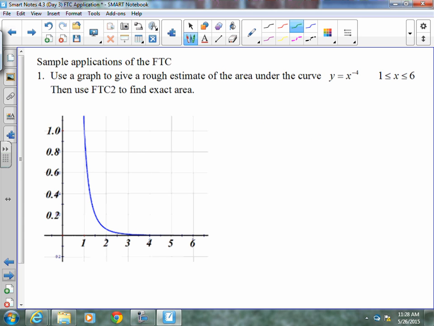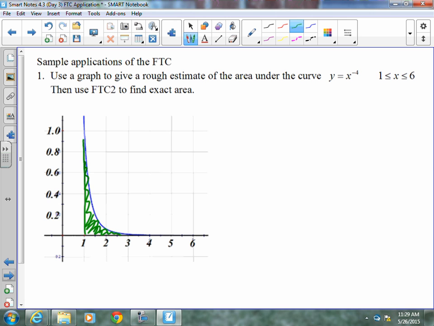Now, FTC part 2, it says use the graph to give a rough estimate of the area under the curve y equals x to the negative 4th from 1 to 6. So we're talking this area, and there is a little bit of area there because it's not actually touching the x-axis, just appears to in our picture. So, take an educated guess, I'd say somewhere around a half. Because remember, this is 1, so 1 by 1 would be 1. This is smaller than that, so I'm going to estimate a half.